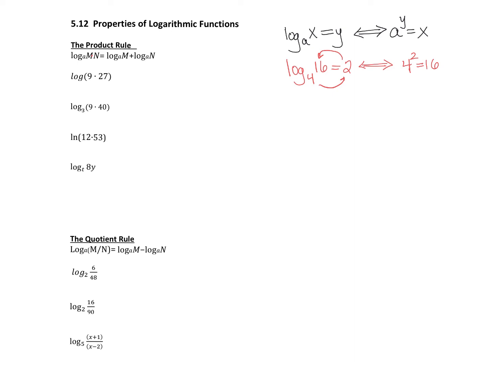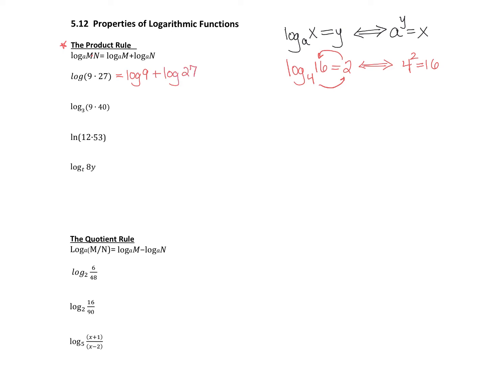So we only have 3 rules for logarithmic functions, the first being the product rule. It says if you have the log of a product, log base a of m times n, you can write it as the sum of log base a of m plus log base a of n. So taking a look at this first example, we notice there is no base here. Remember, that means it's base 10, the common log. We can break this up as log 9 plus log 27.